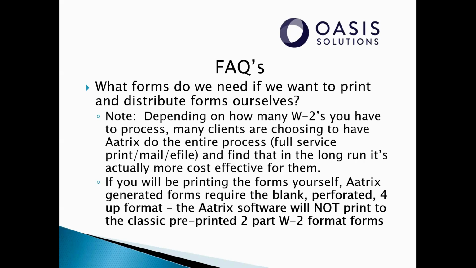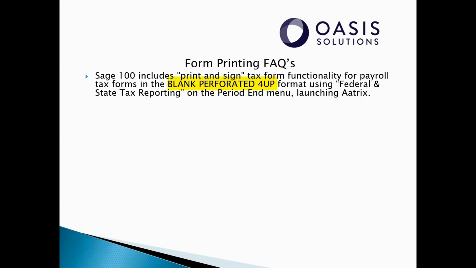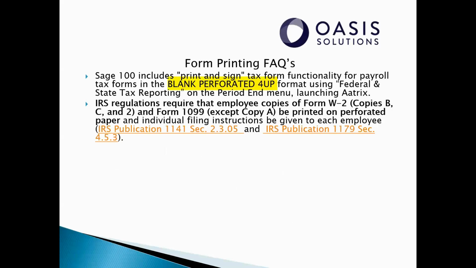But if you are, just remember that you do need the blank perforated 4-up format, because the Atrix software does not print to the classic 2-part, half page perforated W-2 format forms. You need the 4-up, and the 4-up format is the quad, so to speak. If you have a piece of paper and a cross down vertically down the middle and horizontally across the middle, that's your 4-up. So through Atrix, you do have the print and sign capabilities for those that are not required to be e-filed. So again, the blank perforated 4-up.